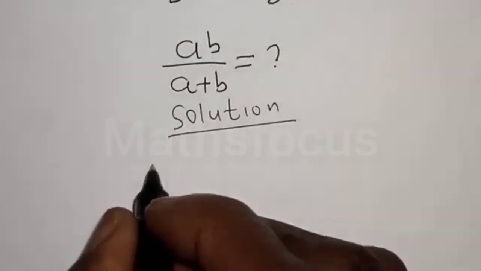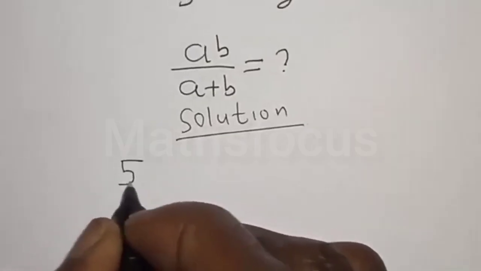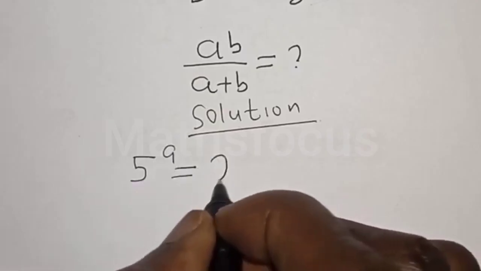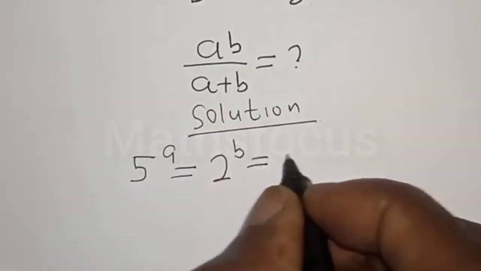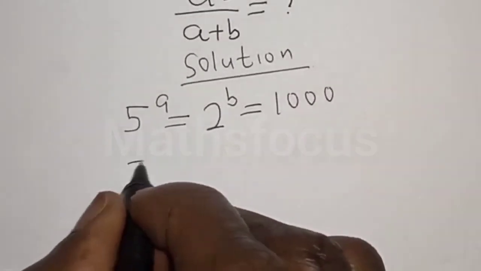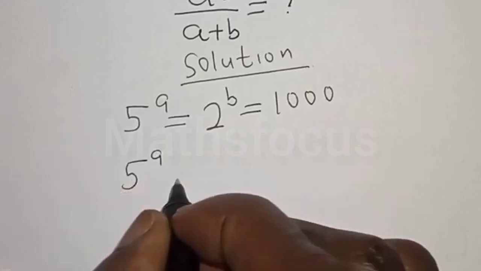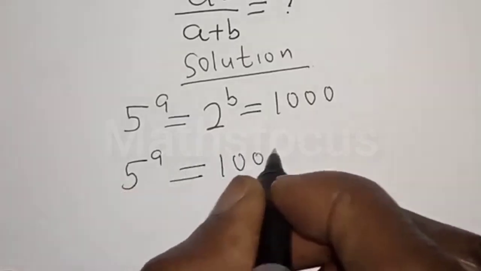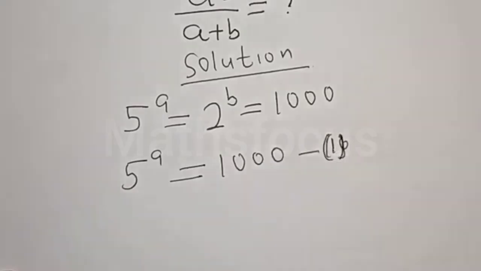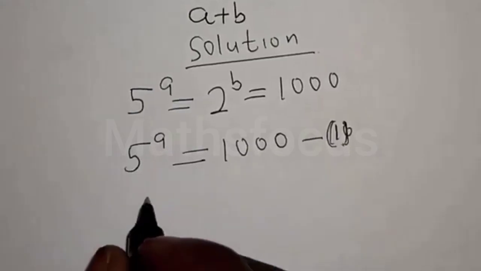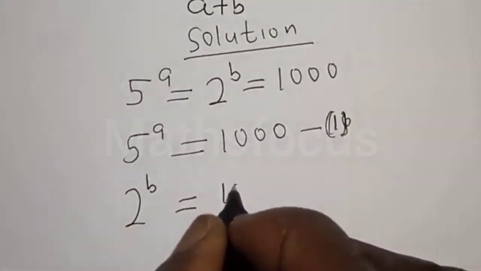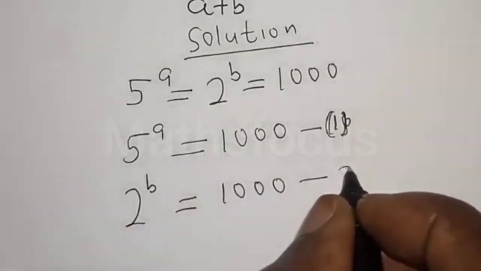We have the given equation: 5 raised to power a is equal to 2 raised to power b is equal to 1000. Then 5 raised to power a is equal to 1000. Let's call this equation 1. Then we have 2 raised to power b is equal to 1000. Let's call this equation 2.